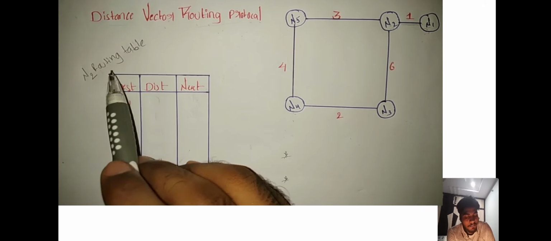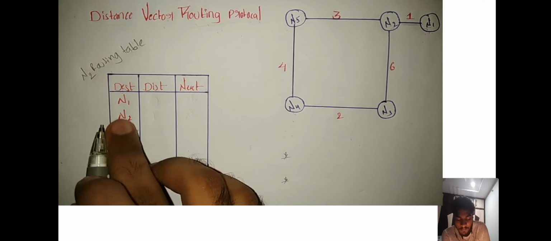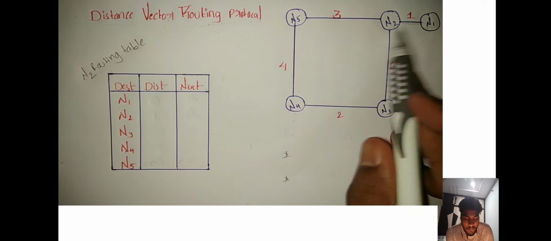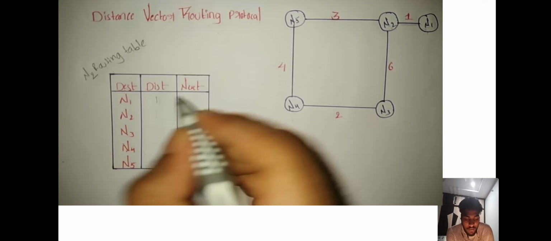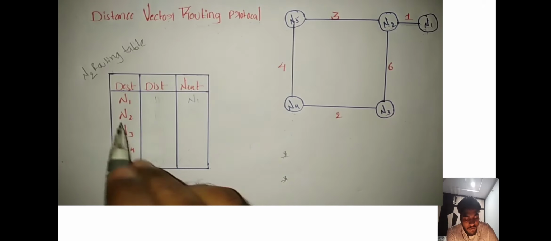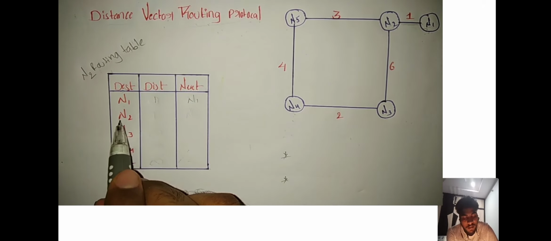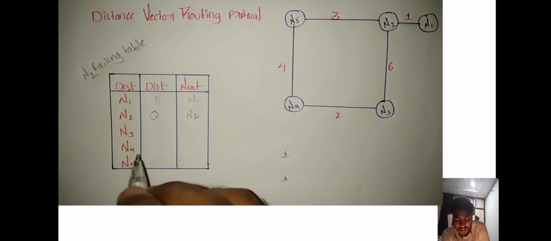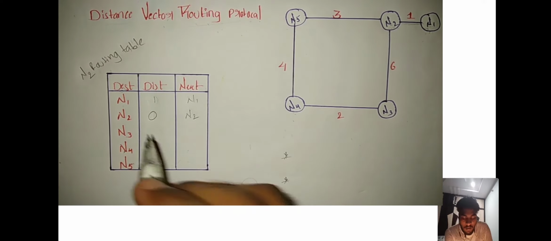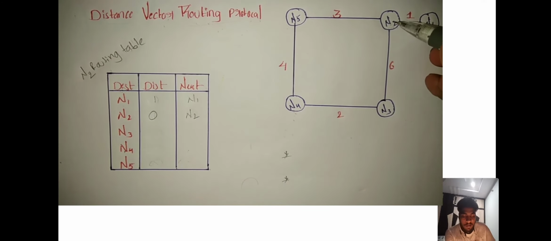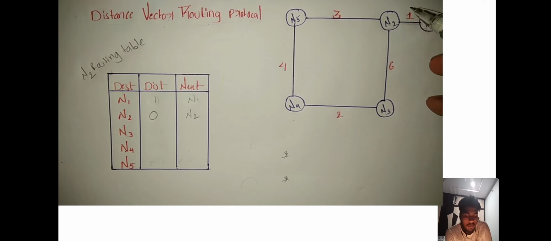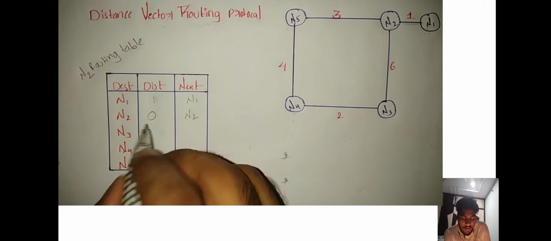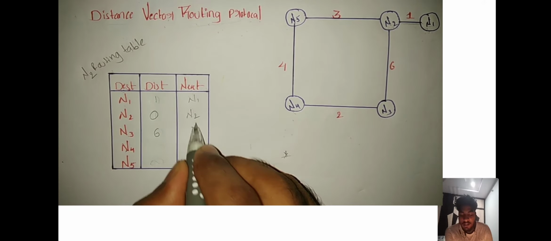Now we will write the routing table of N2. Now we have to go from N2 to N1. What's the distance? 1. And what's the next node? N1. Now we have to go to N2 from N2. So the distance is 0. And what's the next node? N2. We have to go to N3 from N2. That means we have a direct link, so N3 is a neighbor of N2. So it can go from N2 to N3. What's the distance? 6. And what's the next node? N3.